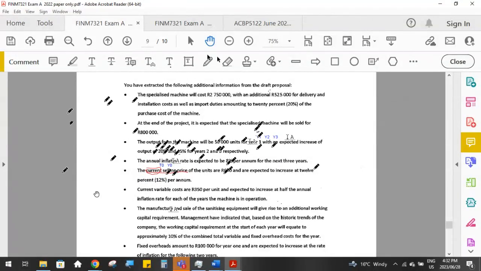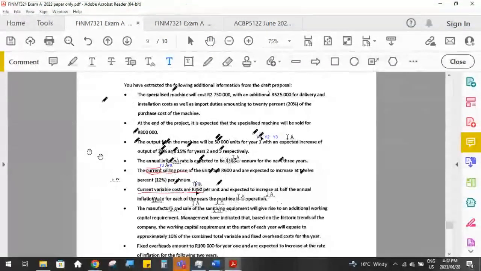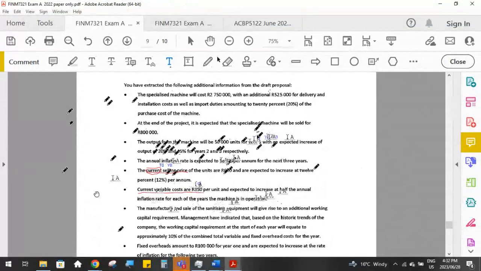Current variable costs, again. So that also means these variable costs of R3.50 here is the variable cost at year 0. They are expected to increase at half of the annual inflation rate, which means half of 8%, at 4% for each of the years that the machine is in operation. So R3.50 plus 4% will be year 1. Year 1's amount plus another 4% will be year 2, and so on. Okay. Make sure you understand that.